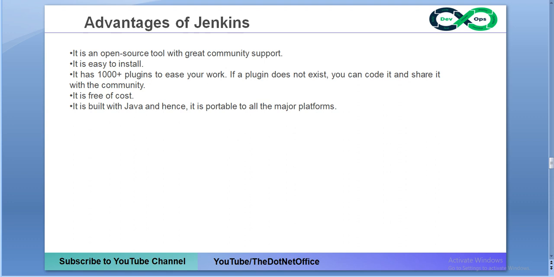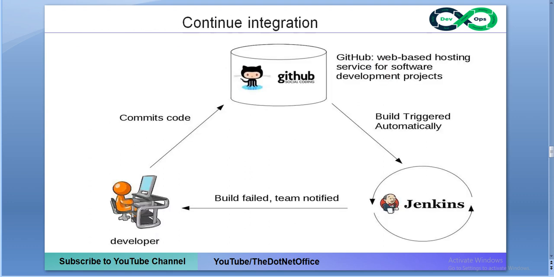So basically it is an open source tool with great community support, and it is very easy to install, and it has 1000+ plugins to assist your work. If a plugin does not exist, you can code it and share it with the community. So that is the advantage we have with the Jenkins server, and it's free of cost, and it is built with Java, and hence it is portable to all the major platforms. So that is the big advantage of using Jenkins, and we have seen continuous integration.